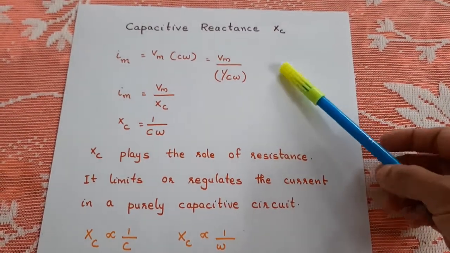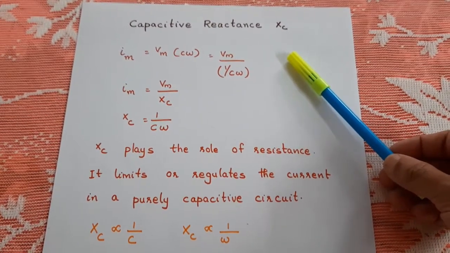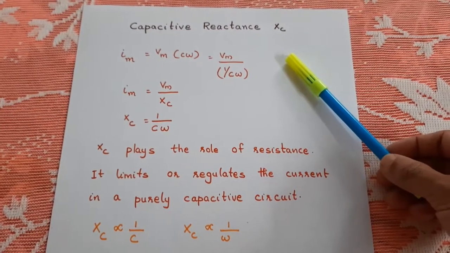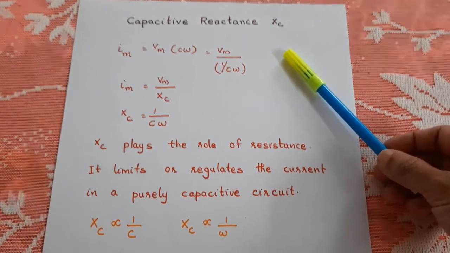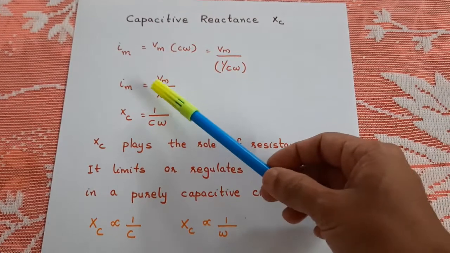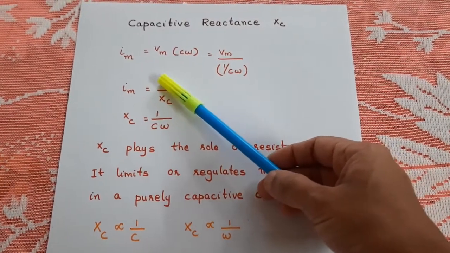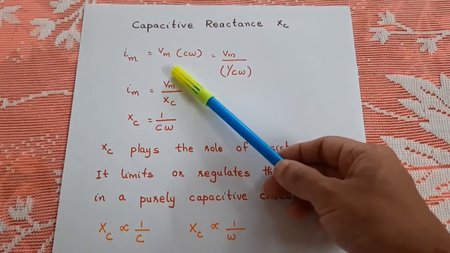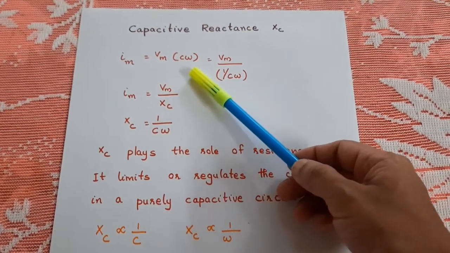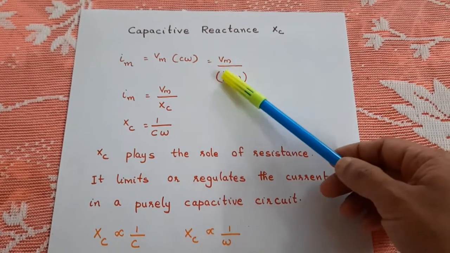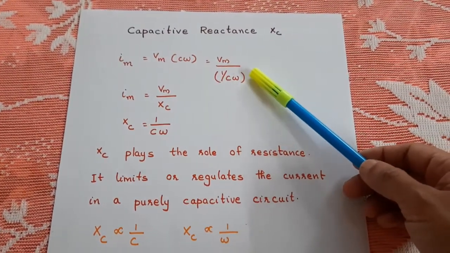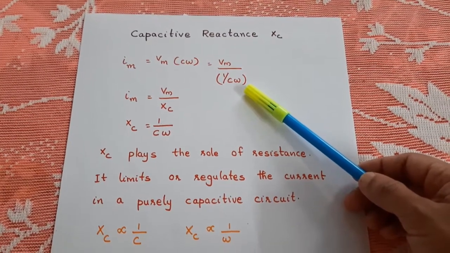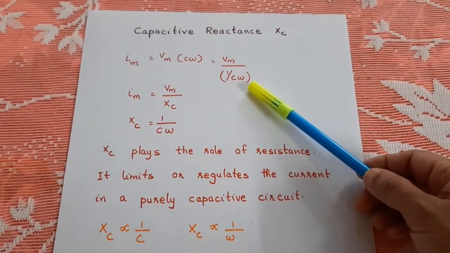Now let us see capacitive reactance Xc. It is the opposition offered by a capacitor to the flow of current through it. The current amplitude in a purely capacitive circuit is the voltage amplitude Vm into C omega, that is equal to Vm by 1 by C omega. 1 by C omega plays the role of resistance.